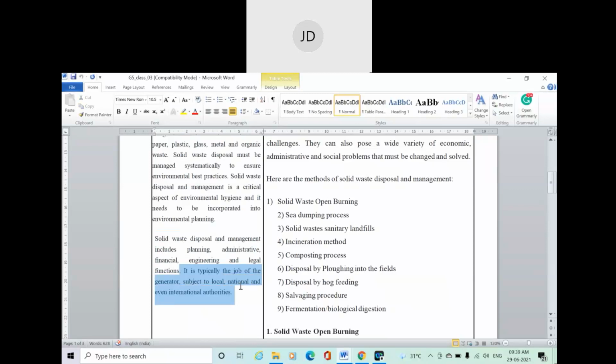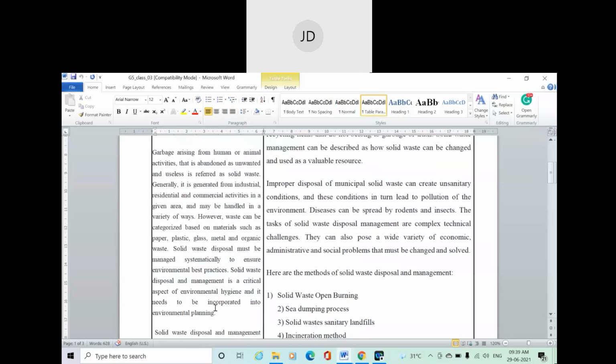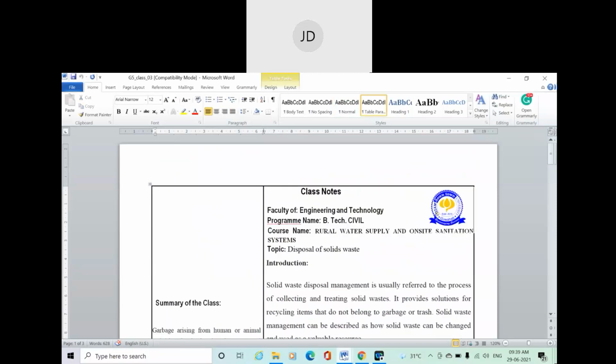It is typically the job of the generator, subject to local, national, and even international authorities. So it can go to grassroots management, or national level management, or international level management. Okay, so it's a very serious matter, even an international issue. Fine. So let's go back.